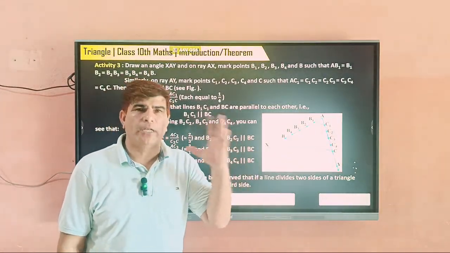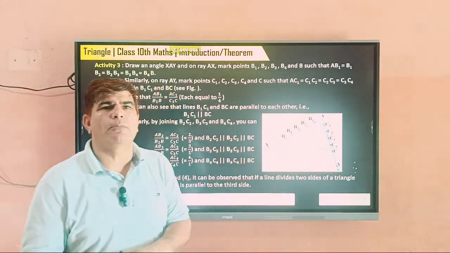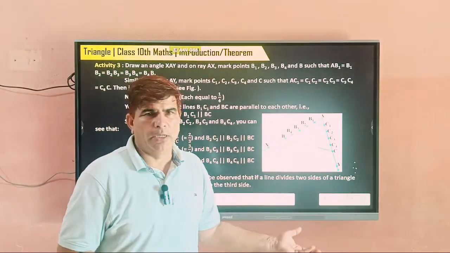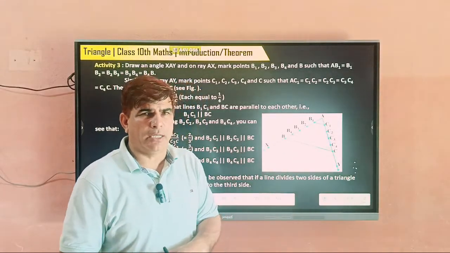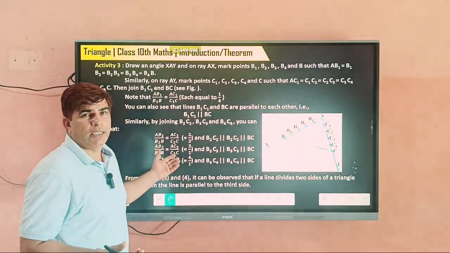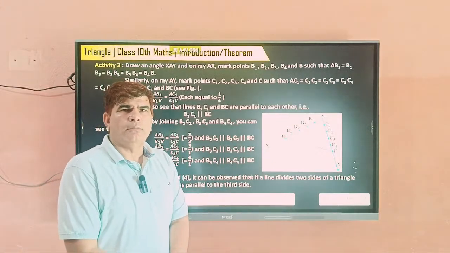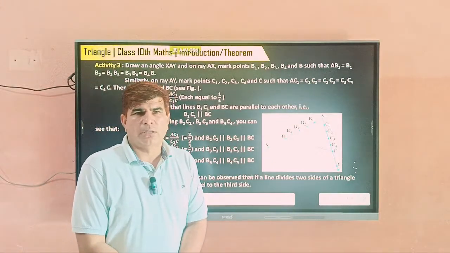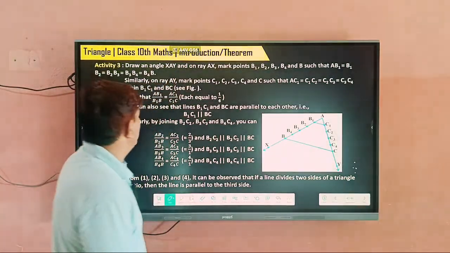Converse of what? BPT. A question like this may come in your exam: state and prove the converse of BPT. What's the converse of BPT? I can tell you. Easily you can say, if the sides are in the same ratio, then that line is parallel to the third line. So it means this. So draw angle XAY, which I already told you.